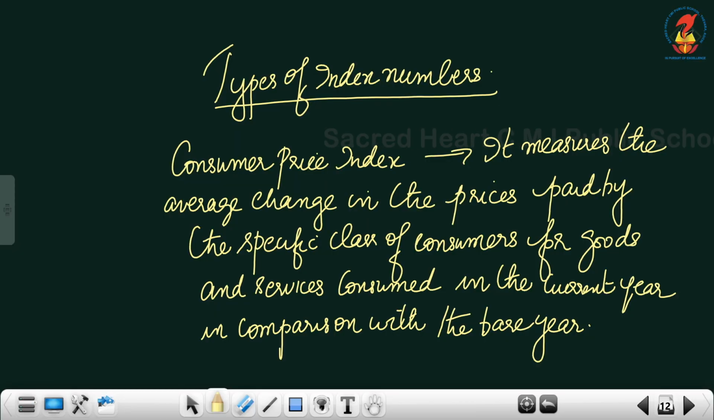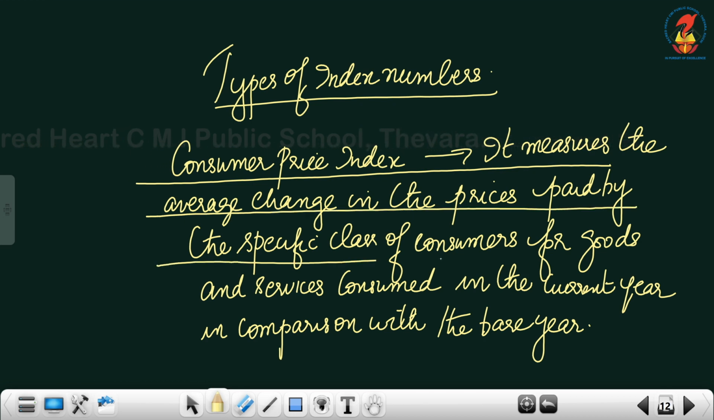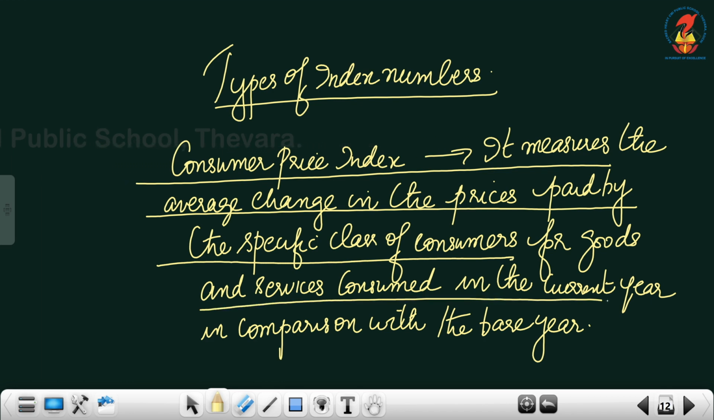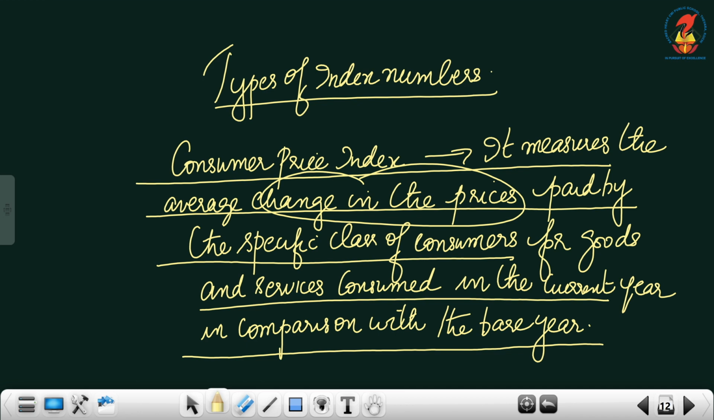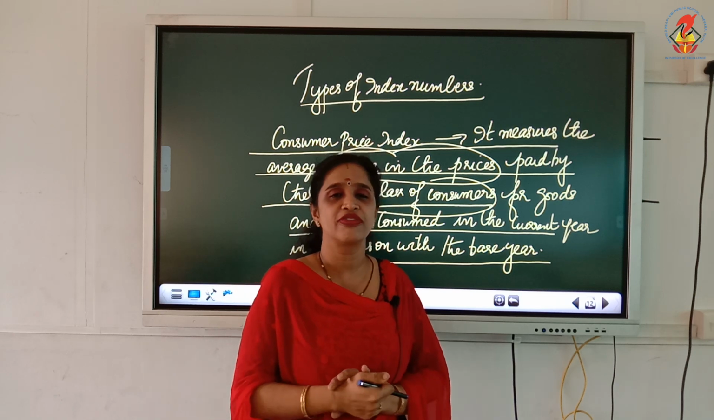Now let me define what is a consumer price index. Consumer price index measures the average change in the prices paid by the specific class of consumers for goods and services consumed in the current year in comparison with the base year. Now it measures changes in the price. I know that will be clear to you. Paid by a specific class of consumers. Why is it termed as a specific class of consumers?